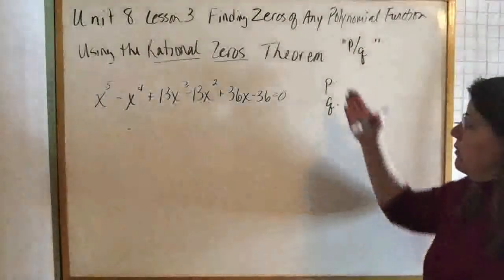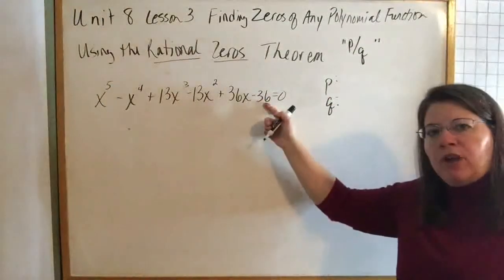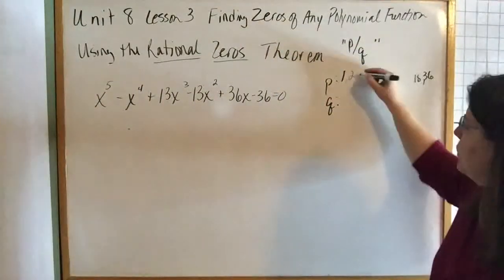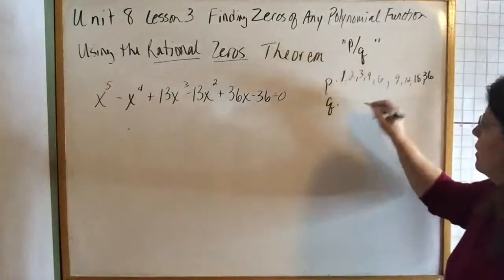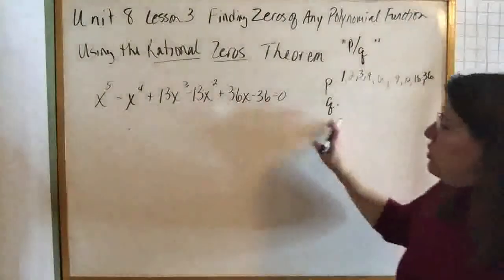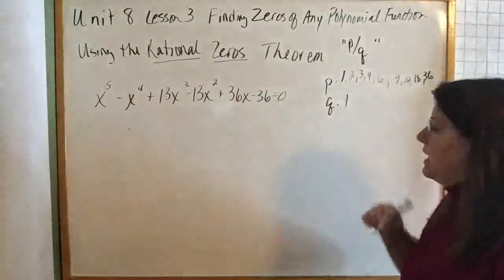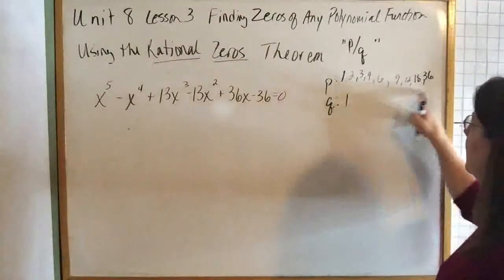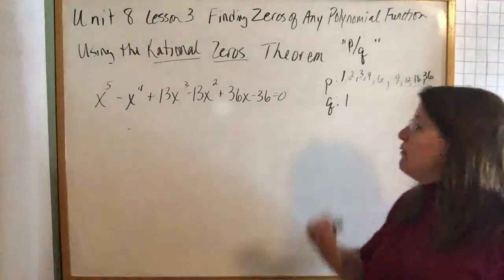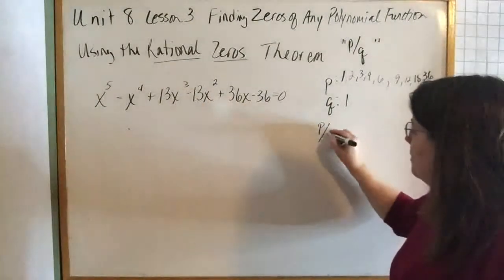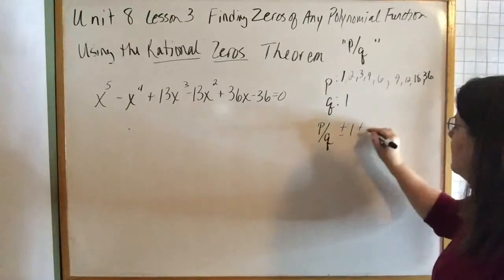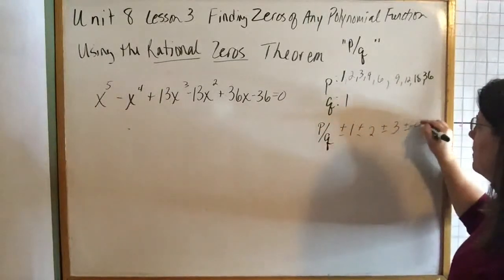Let's talk about our p over q. Remember, the p values are the factors of the 36. Well, if I think about that, I've got 1 and 36, 2 and 18, 3 and 12, 4 and 9, 6 and 6. So 1, 2, 3, 4, 6, 9, 12, 18, and 36 are my factors of 36. My q's are the factors of 1 because the leading coefficient is 1 there. So wouldn't this list be my p over q's? Which is nice because we don't have any fractions involved. So my p over q list is going to be this list again with plus or minus in front of them, because it could be plus or minus any of those roots.